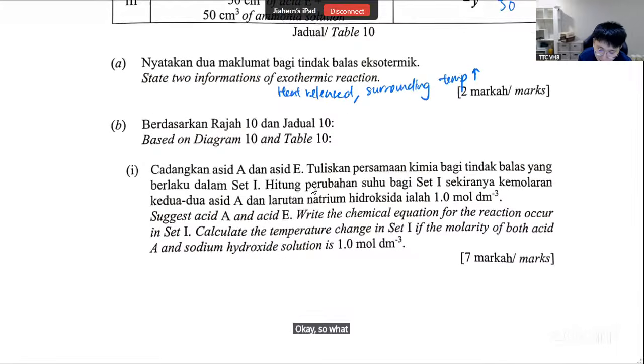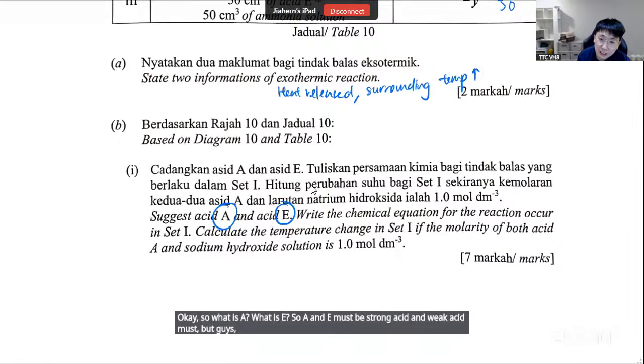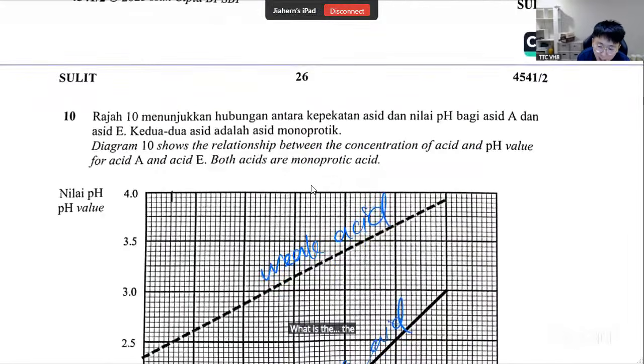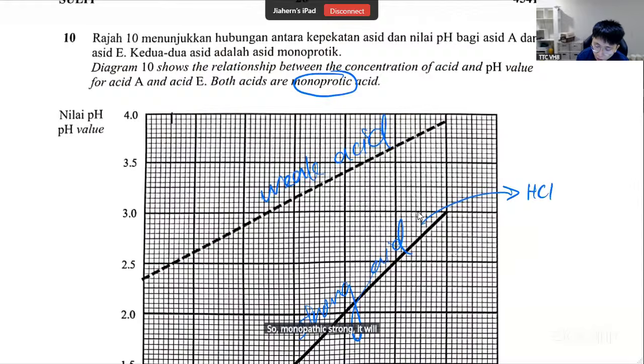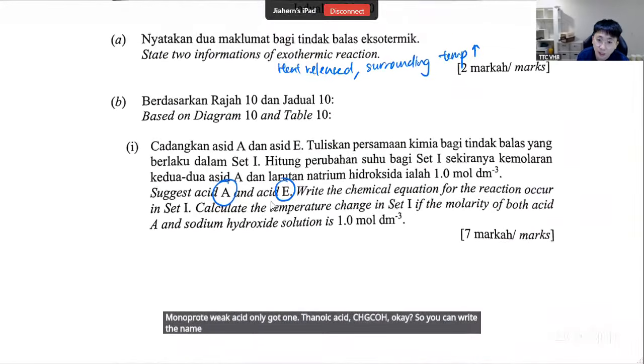Okay, so what is A? What is E? I know A and E must be strong acid and weak acid. But the trick is they must be monoprotic. Cannot give me sulfuric acid. So who is a monoprotic strong acid? Monoprotic strong, it will be HCl or HNO3. Monoprotic weak acid only has 1: ethanoic acid, CH3COOH. So just suggest, you can write the symbol, you can write the name.